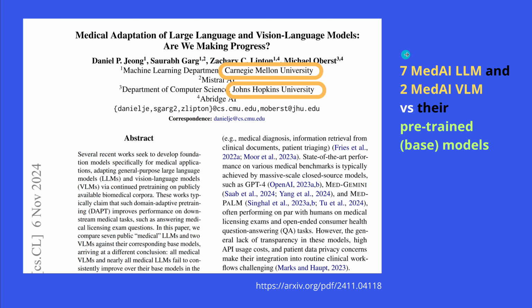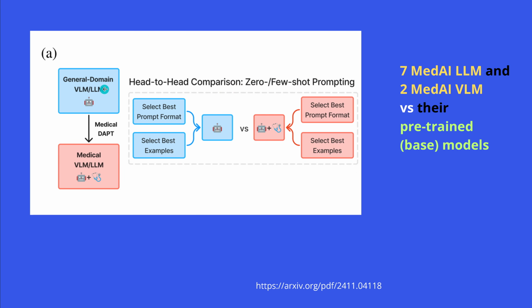They analyze seven very specific medical AI large language models and two medical AI vision language models. Very elaborate systems, commercial providers, open source providers, hospital, whatever. So very special systems, and they simply compare them to their pre-trained base models. And they say, if you have to pay more for these advanced models, what is the performance difference? So what they do, they have the very general domain LLM or VLM. They select the best prompt format, they select the best examples, and then they run some tests.